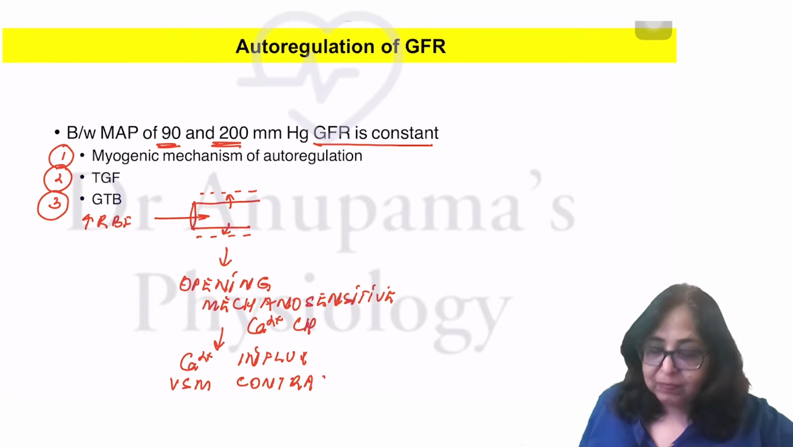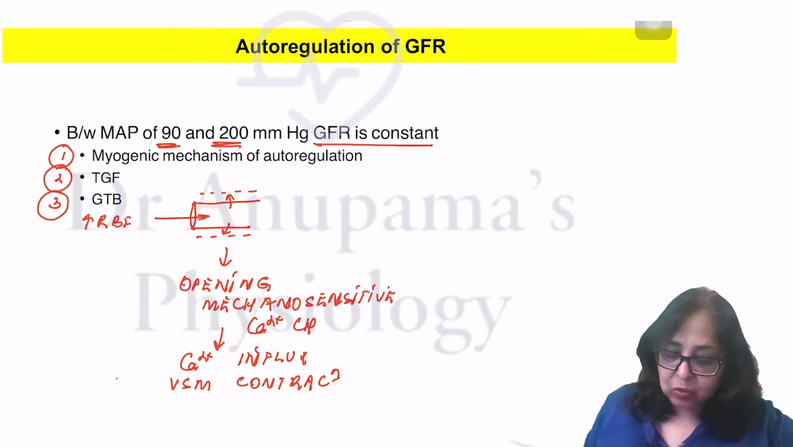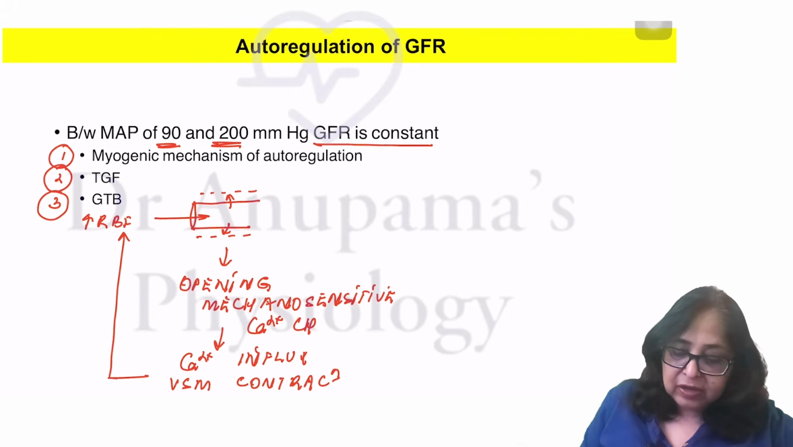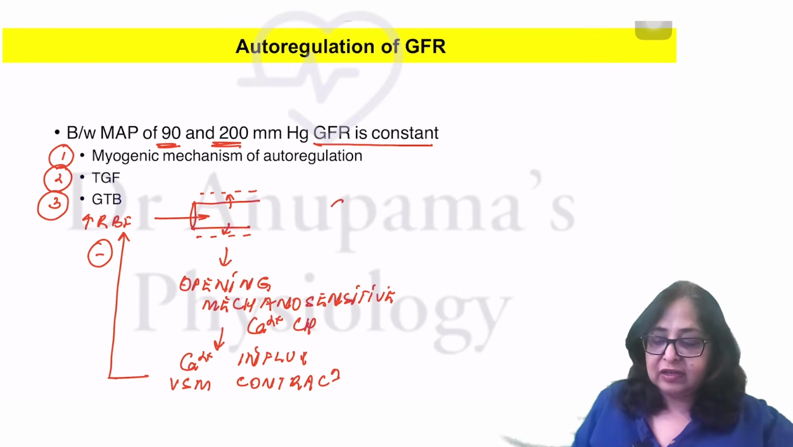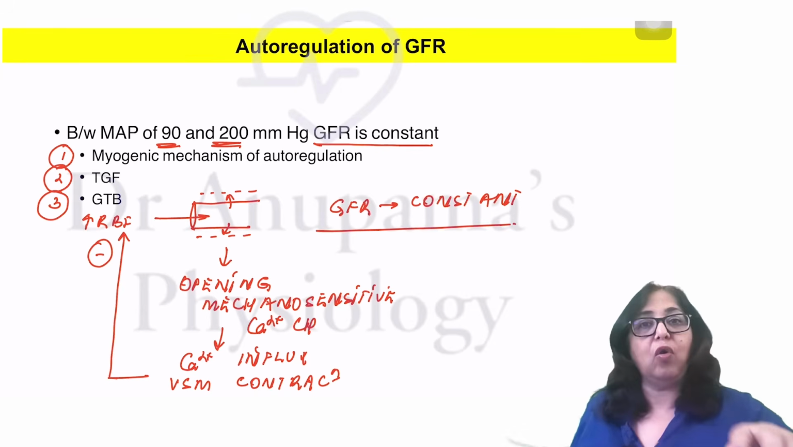And if the smooth muscle of the blood vessels contract, what will happen to the renal blood flow? Reduces. So ultimately, the effect is that the GFR is constant. This is what is meant by the myogenic mechanism of autoregulation.